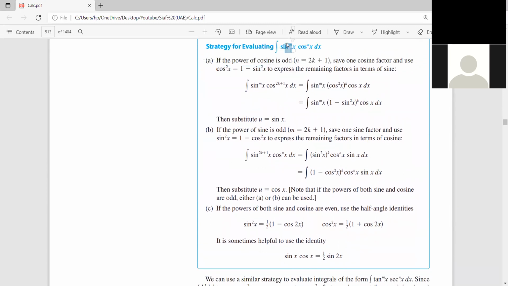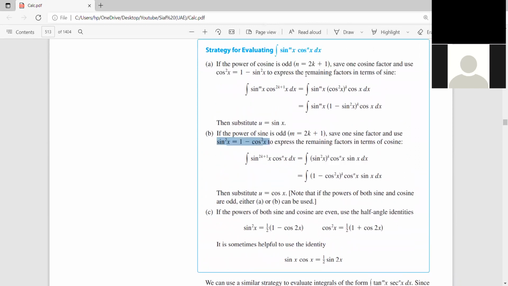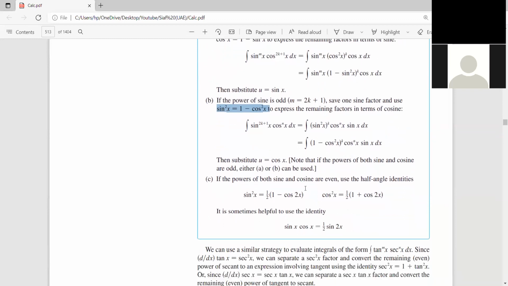If the power of sine, which is m, is odd, then you should apply sine squared x equals 1 minus cos squared x. That's the difference. If both powers of sine and cosine are even, m and n are even, then you should apply double angle identities.